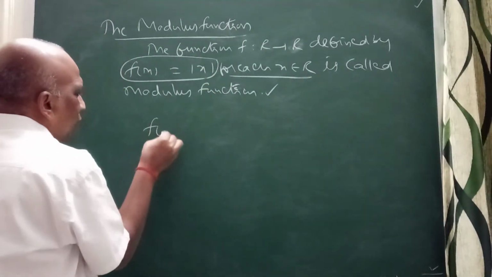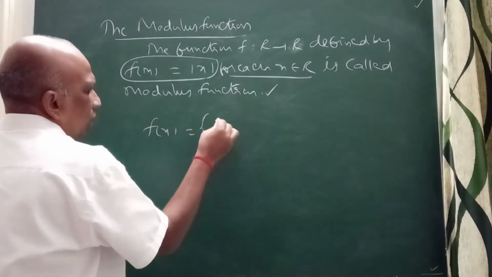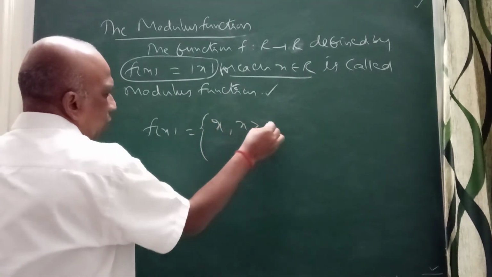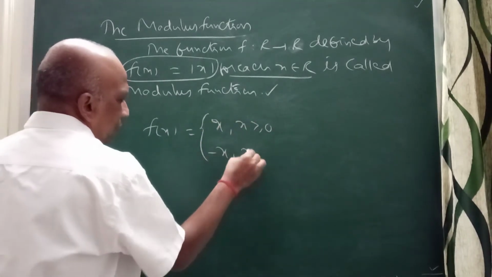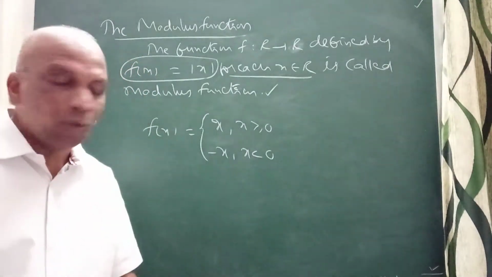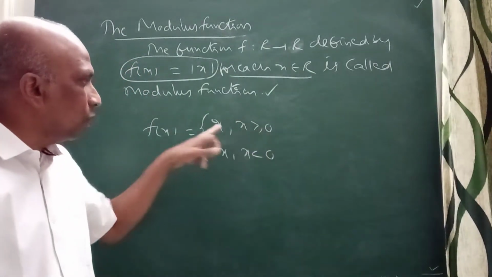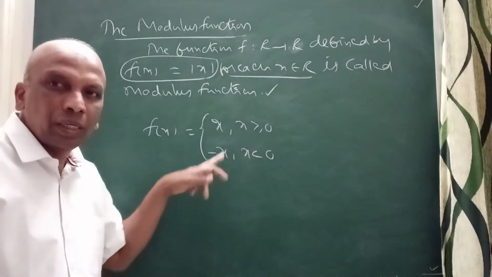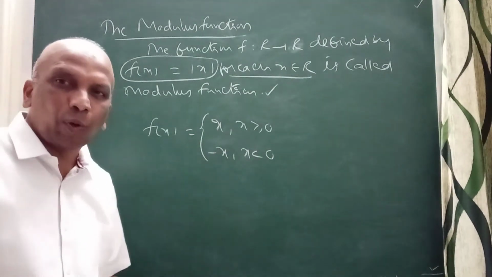I can also define this: f of x is equal to x when x is greater than or equal to 0, minus x when x is less than 0. Because the absolute value of x always gives a positive value. When x is greater than or equal to 0, it will be x. When x is less than 0, minus x, because x is negative, minus x gives positive, right?